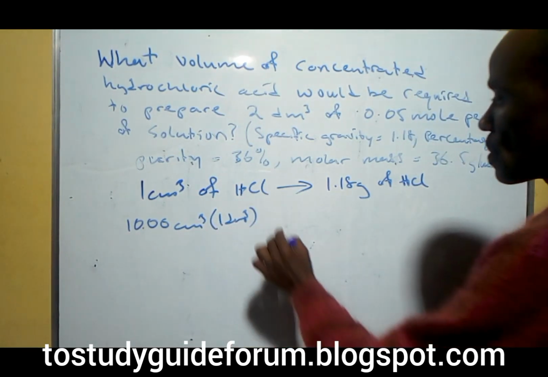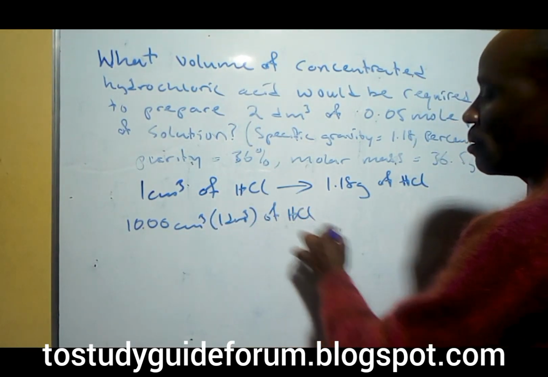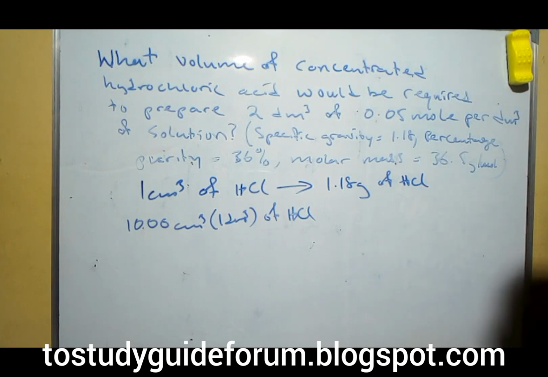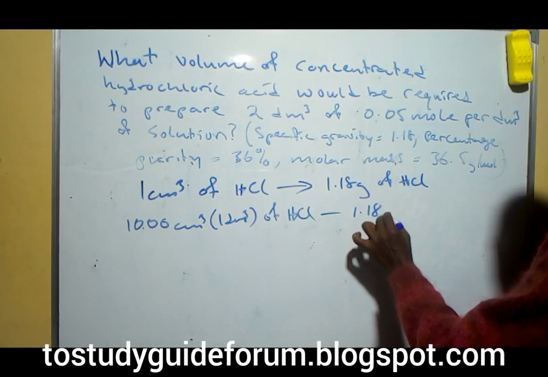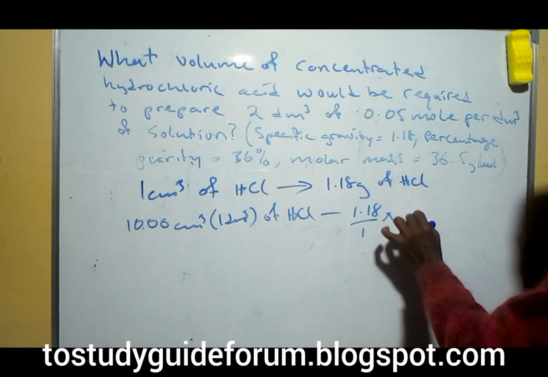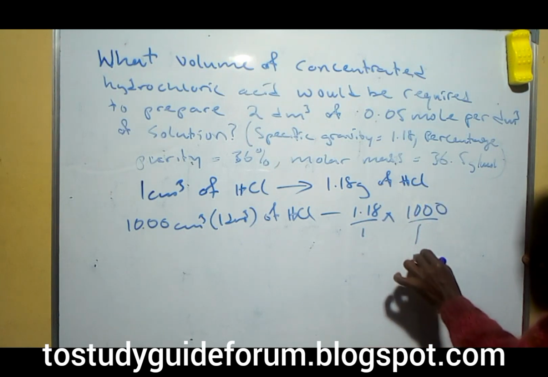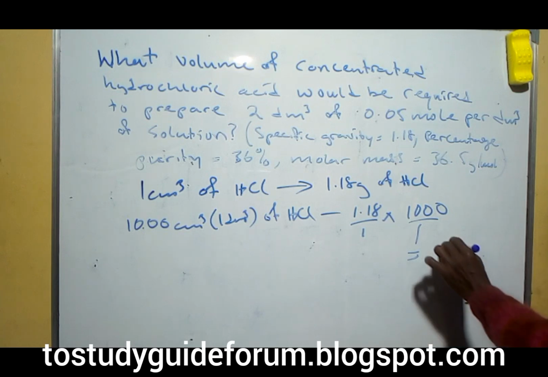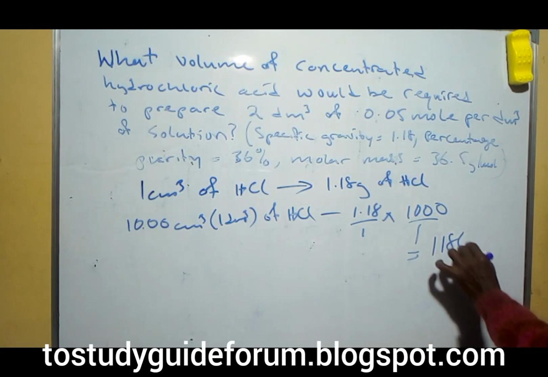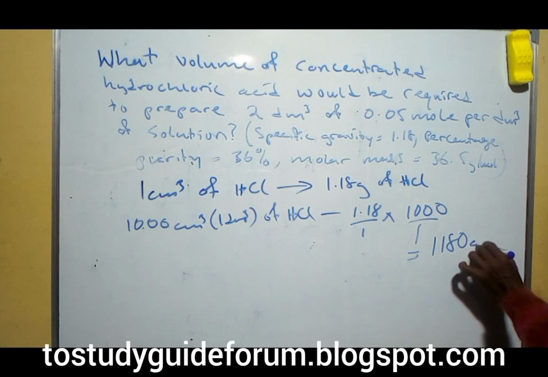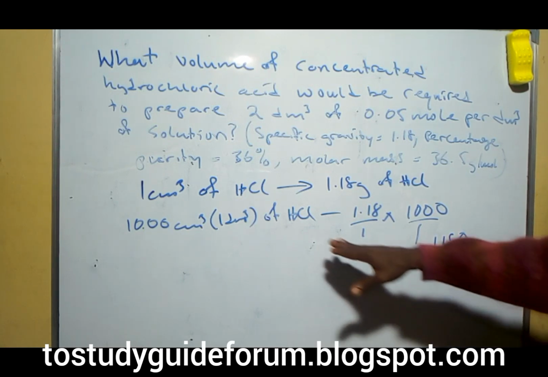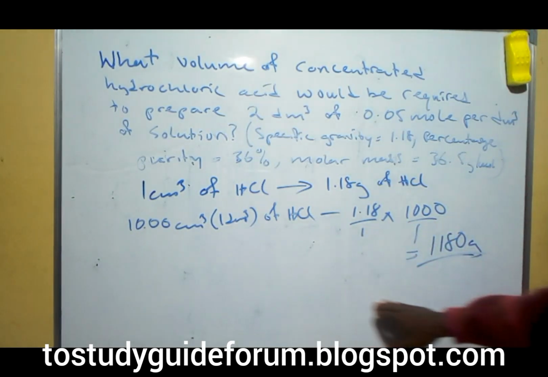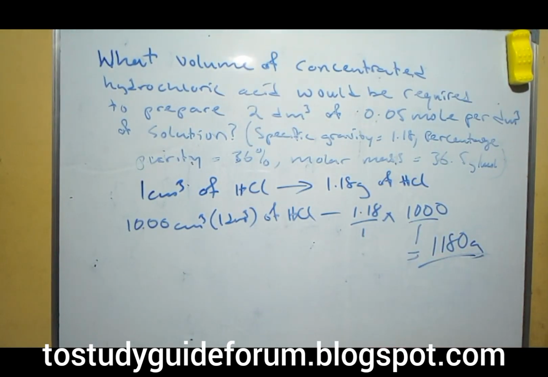Now what will happen if you have 1000 cm³ (1 dm³ or 1 liter) of HCl? What we get there will be 1.18 over 1 times 1000 over 1. That will give us 1180 grams. That is what we have in grams. It means that 1000 cm³ will contain 1180 grams.